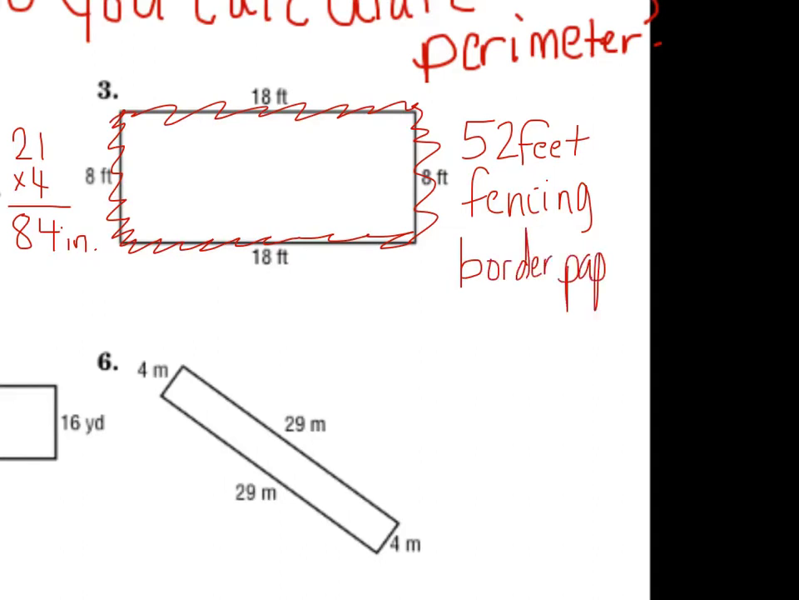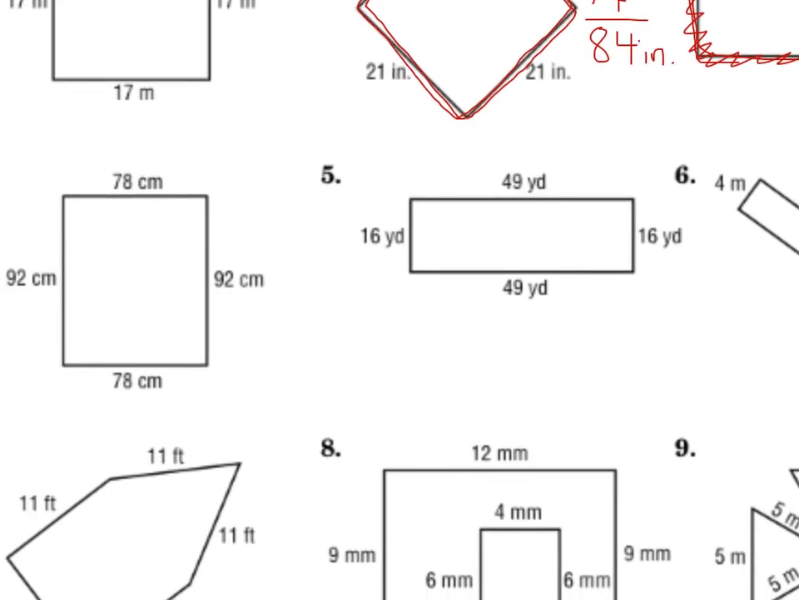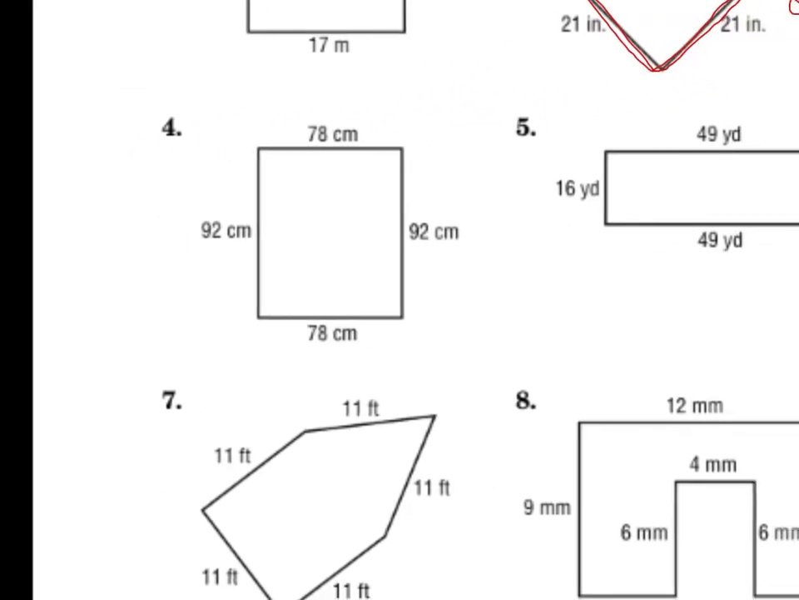Okay, what else goes around? What's another sneaky thing that they may not say what's the perimeter. They may say the edge. Okay, those are sneaky ways that they may ask for perimeter. Okay, let's go to number 4.